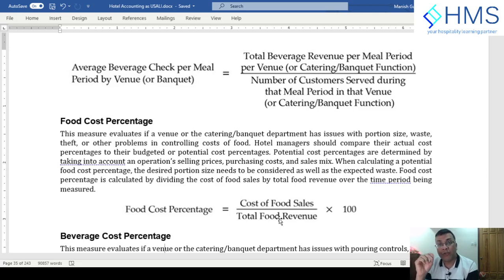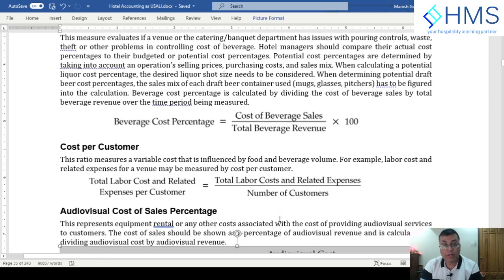If this cost is nearly the potential food cost, then it's fine. If there is a difference, then the department heads or the cost controller will need to identify the reason. Then you have the cost per customer, not only the labor but also other operating costs, for example chinaware, glassware, decoration, cleaning supplies. We may want to see how much the cost per customer is, so we can understand whether we are spending too much or too little based on the scale of the business.